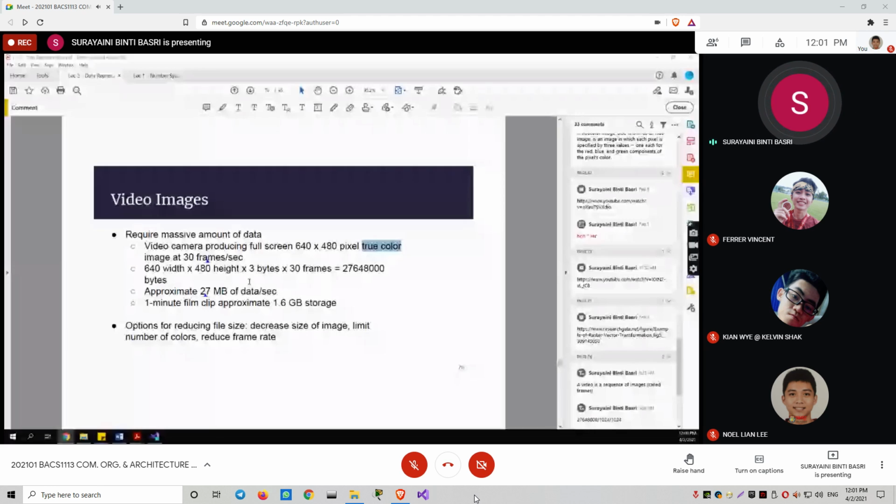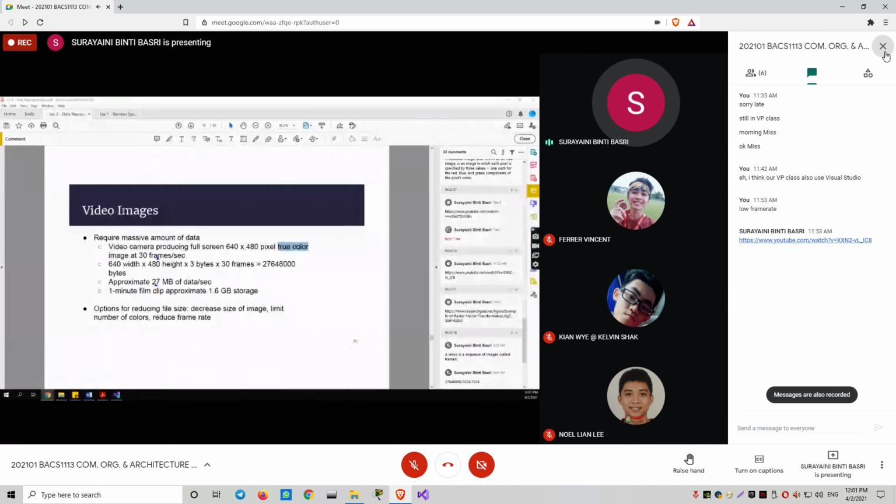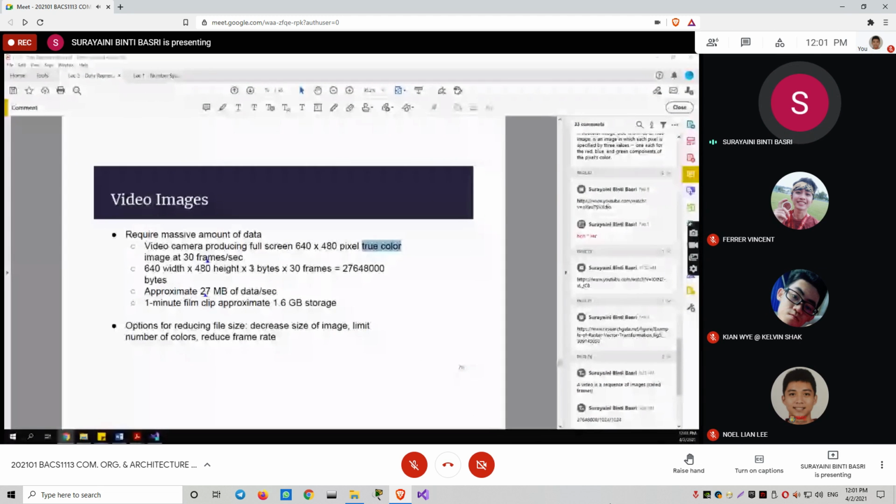Okay, so to calculate the file size of the image, previously we only multiplied the width and height and then the bytes, but now for the video we add one more component, which is frames. So we need to know the frames of that video so that we can calculate its size.